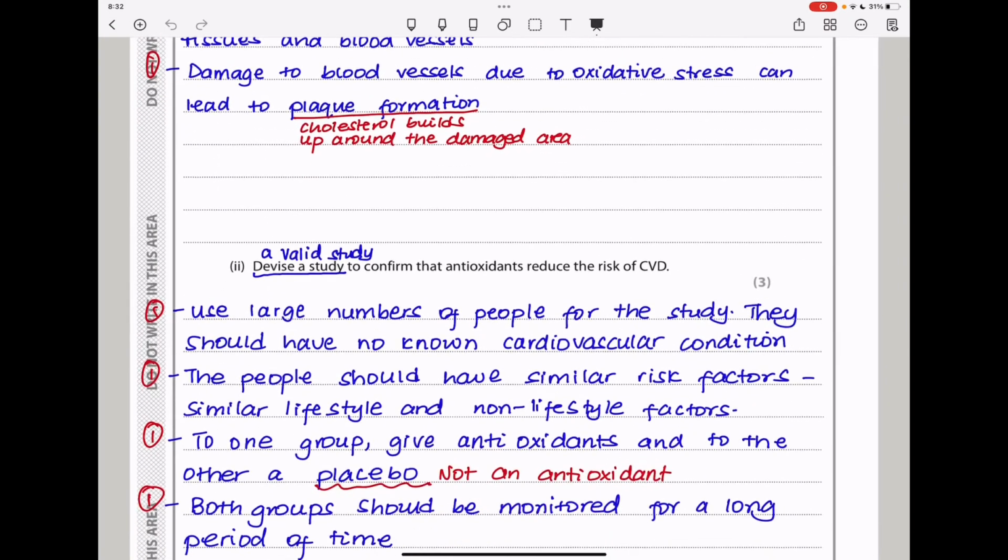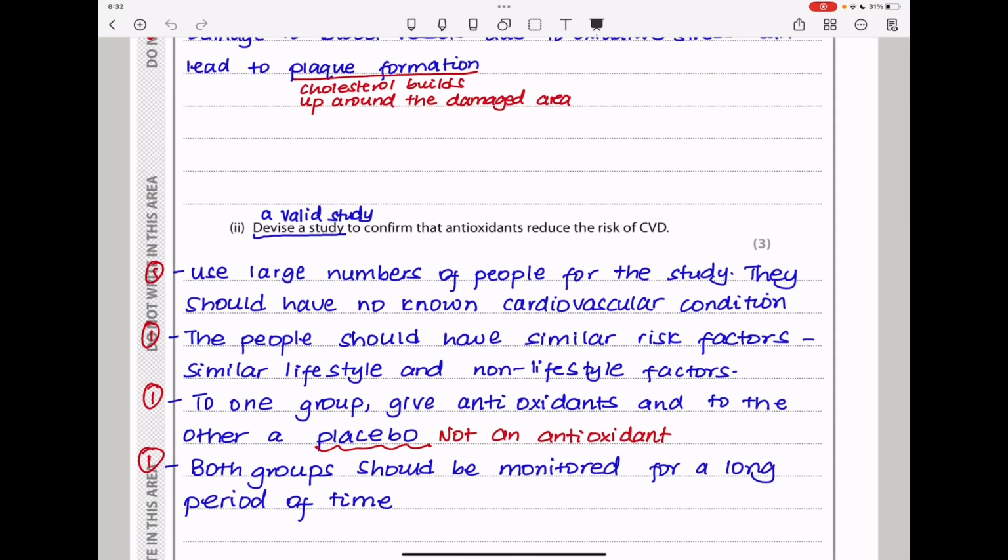So let's continue down here. They say, devise a study to confirm that antioxidants reduce the risk of CVD. If they ask you to devise a study, you have to make sure the study is valid. You have to work with large numbers of people to ensure that we have a lot of data to compare with. So use large numbers of people for the study, and they should all have no known cardiovascular condition because we are studying the risk of CVD. If the condition is already there, then what are you trying to study?